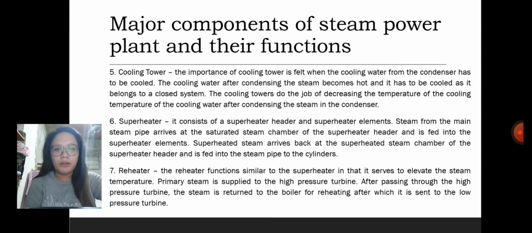Number 7. The reheater. The reheater functions similar to the superheater in that it serves to elevate the steam temperature. Primary steam is supplied to the high-pressure turbine. After passing through the high-pressure turbine, the steam is returned to the boiler for reheating, after which it is sent to the low-pressure turbine.